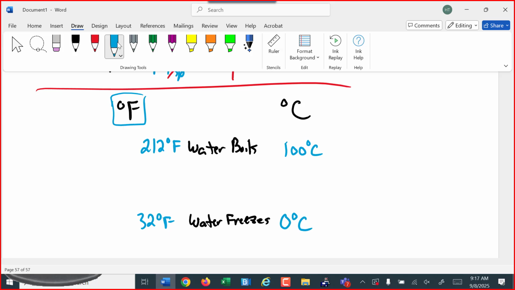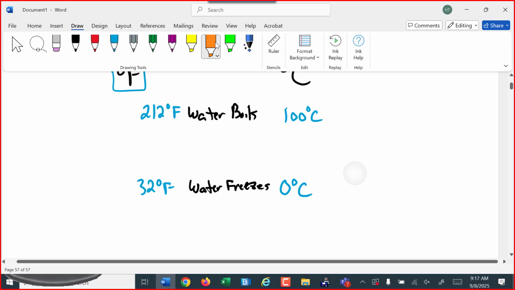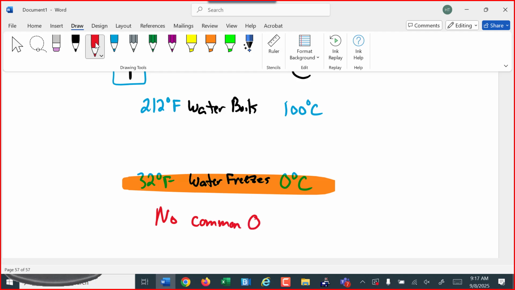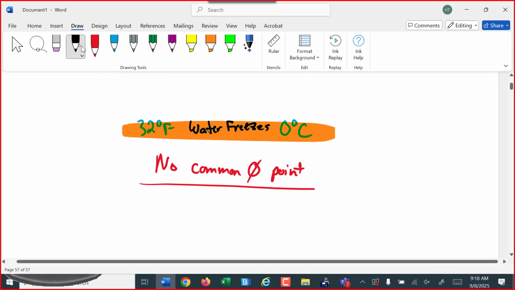causes some issues because unlike all of our other units, there's no common 0 point. For all of our other units, 0 meters equals 0 inches, 0 pounds equals 0 kilograms, 0 teaspoons equals 0 milliliters. Every other unit, 0 is 0, except for temperature. So because there's no common 0 point, temperature is the one thing we cannot convert with dimensional analysis. We have to use formulas.